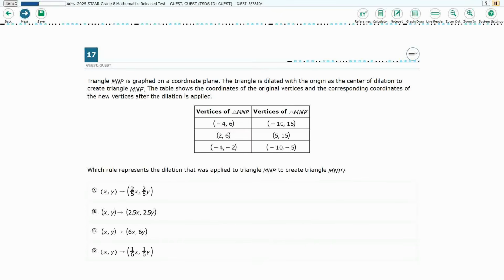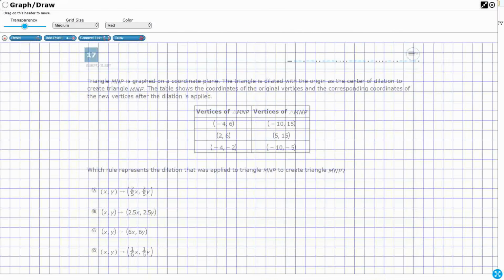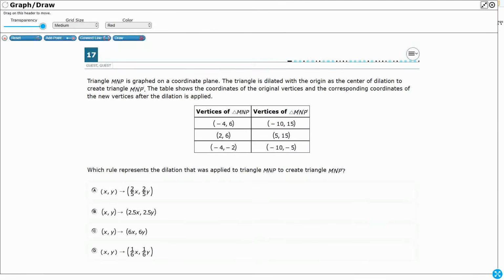Number 17, we are looking at dilation representations. So this is 8.3c. Now we don't have a picture, but we do have a table with some coordinates here. And we've got the 3 vertices of triangle MNP, and then the 3 vertices of triangle M prime, N prime, P prime. So we're dilating it.